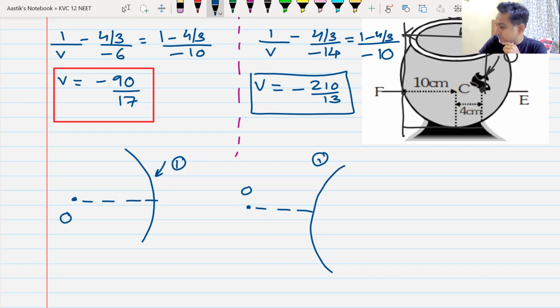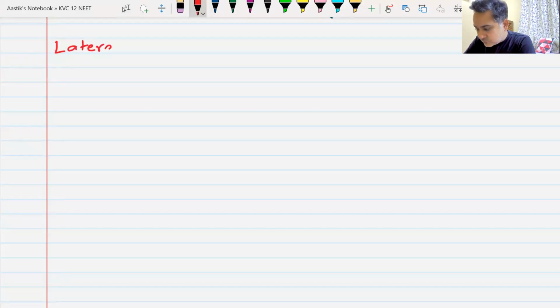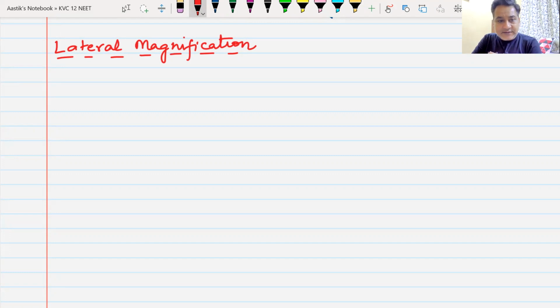Yes or no? Yes, sir. Have you noted it down, everyone? Can I move ahead? Yes, sir. The next formula that we are going to do, and it's very important, is known as lateral magnification. Lateral magnification by a curved surface. The formula for lateral magnification by a curved surface goes by this.